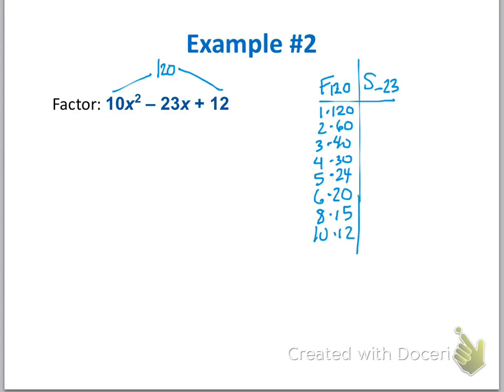Which of those adds up to negative 23? Well, we're going to have to throw in some negatives there. If we throw in negatives, that one is going to work. So remember, I'm splitting the middle term into those two pieces, a negative 8x and a negative 15x. These pieces stay the same.